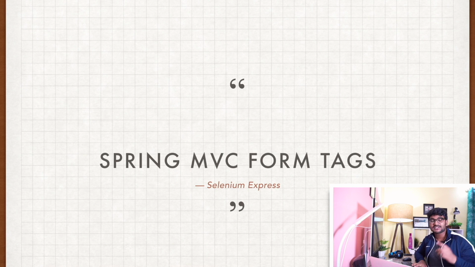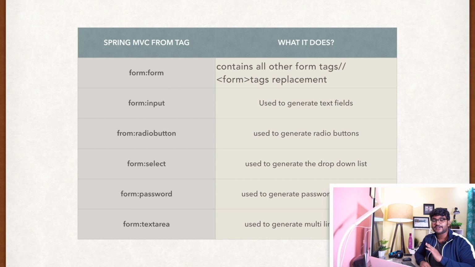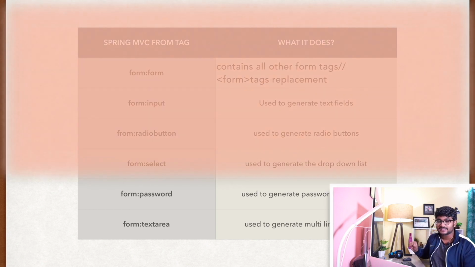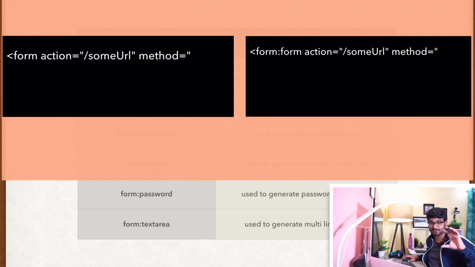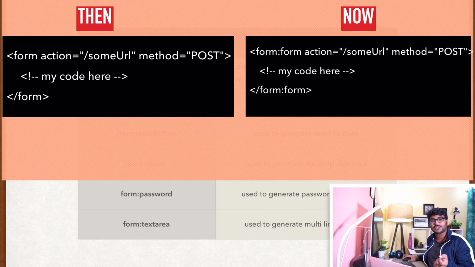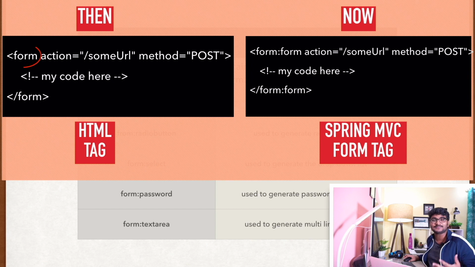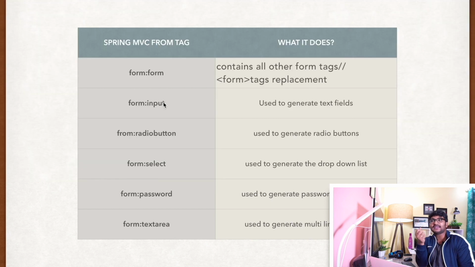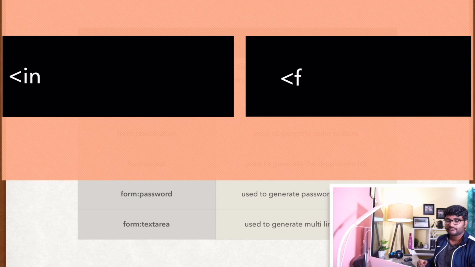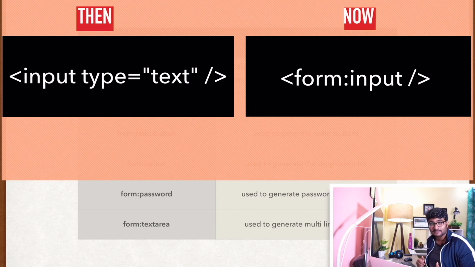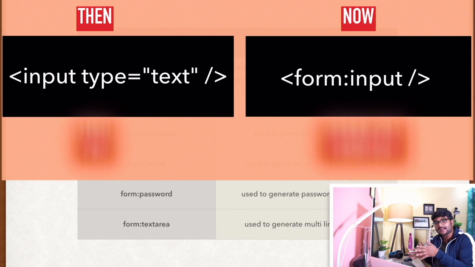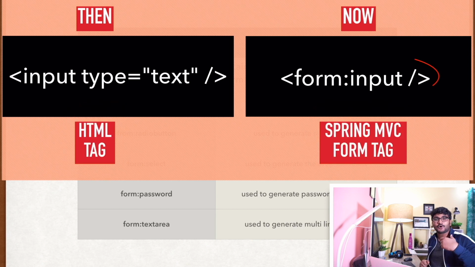So just have a look right here. These are some very popular Spring MVC tags. Don't think so much about it. This is very, very simple. Think like if you are building a form, what do we write? form, action equal to something, method equal to get or post, right? But right now we'll not write form. We'll be a little smarter and we'll write form colon form. Let's say right now to create a text field, we write input type equal to text. But as input is a part of a form, we'll write form colon input.